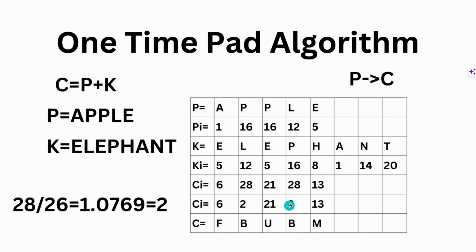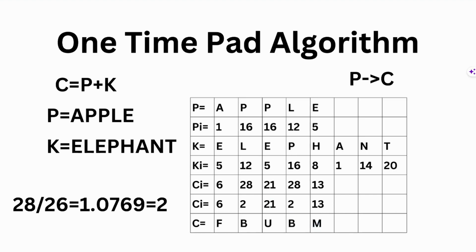And what is the character value of these numbers? 6 means F, 2 means B, 21 means U, 2 means B, and 13 means M. This is the ciphertext of apple. I think you all understand that.